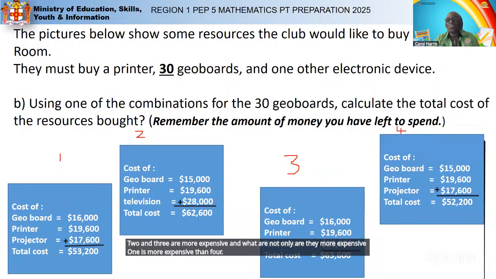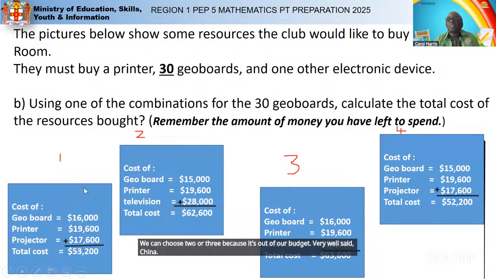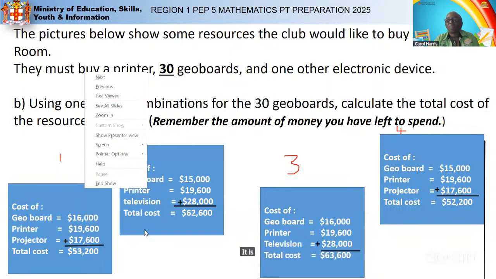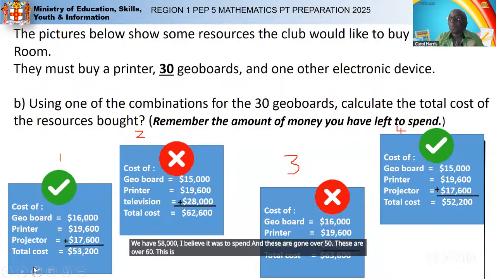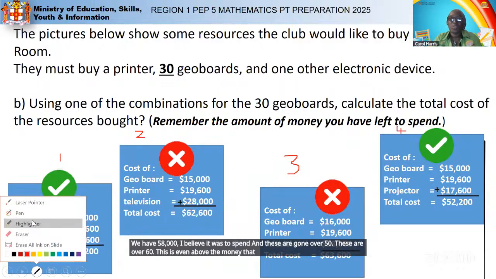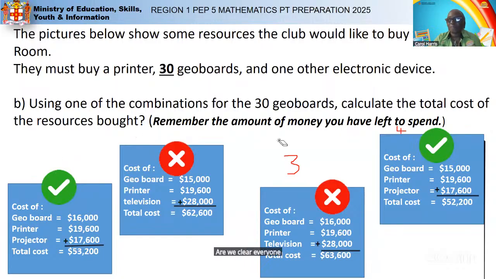We can't choose 2 or 3 because it is out of our budget. Very well said, China. It is above the amount of money we have to spend. We have $58,000, I believe it was, to spend. And these are over 58. These are over 60. This is even above the money that they had aimed to raise. Are we clear, everyone? So let's move on.